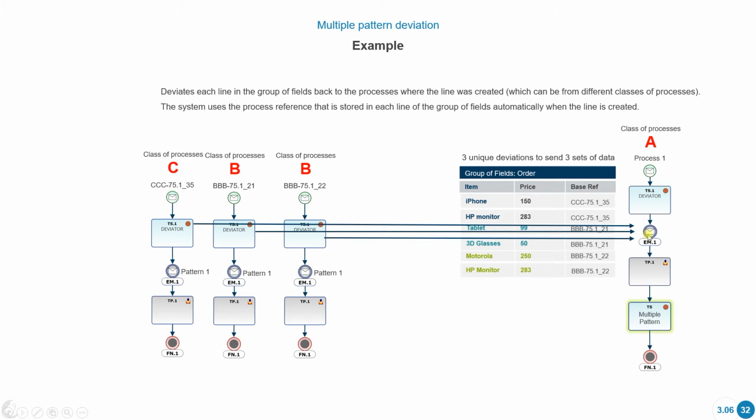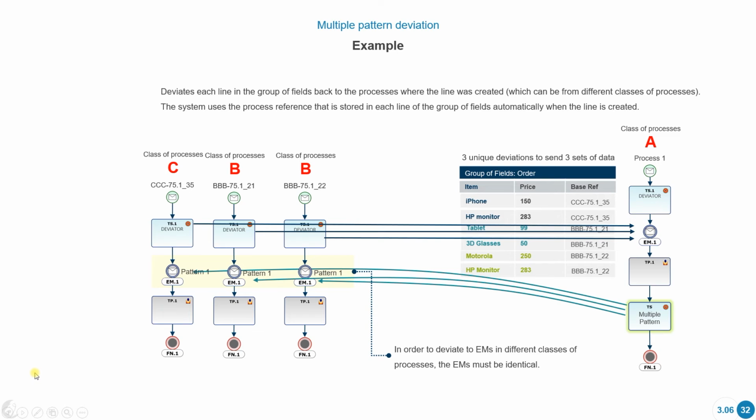Okay, so now in the panel of the class of process A, we've got all kinds of different lines, and all of these lines were generated in different processes of different classes of process. So this multiple deviation has to send these lines back, but it has to send each line back to its class of process. So in order to do this, we're going to use a multiple pattern deviation. When the flow arrives, it's going to grab each line and send it back to its process.